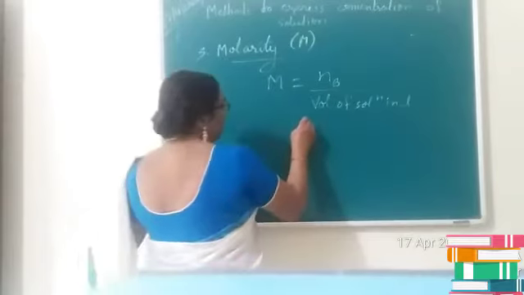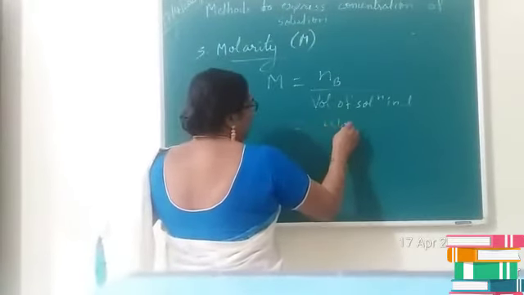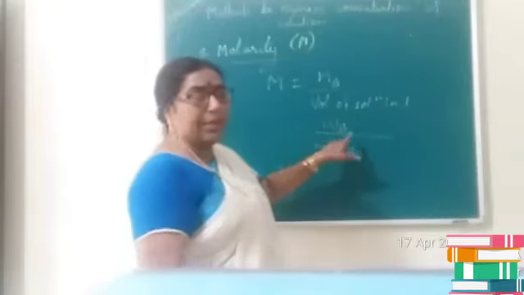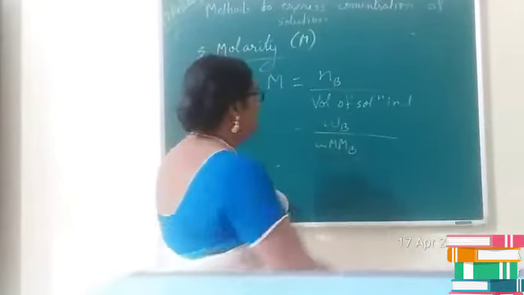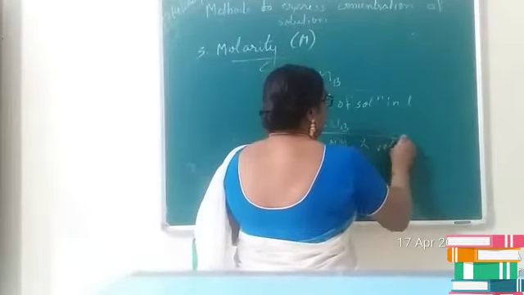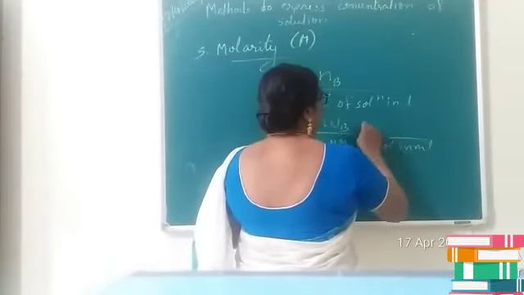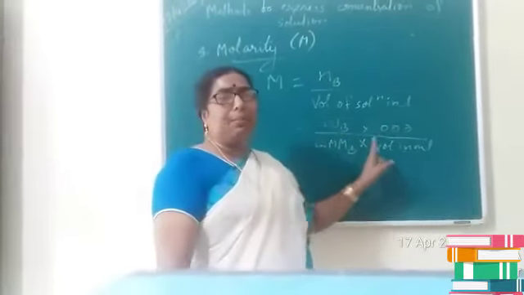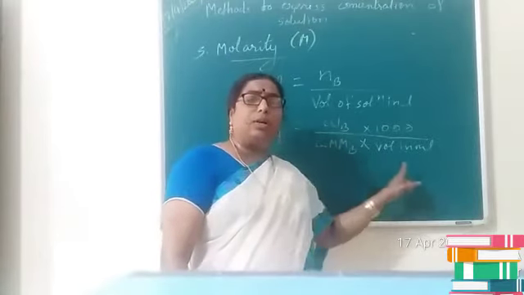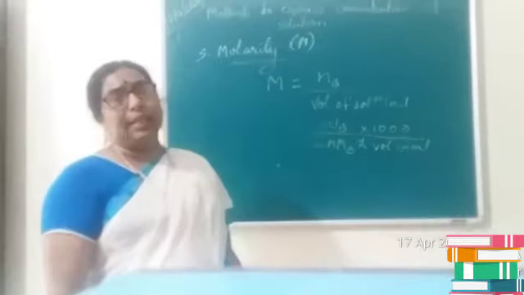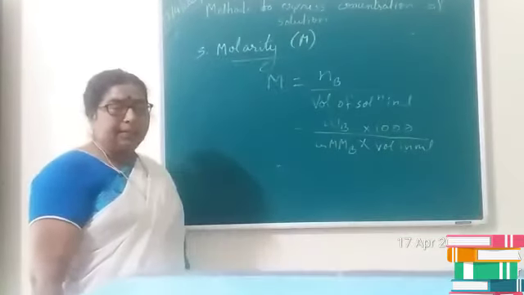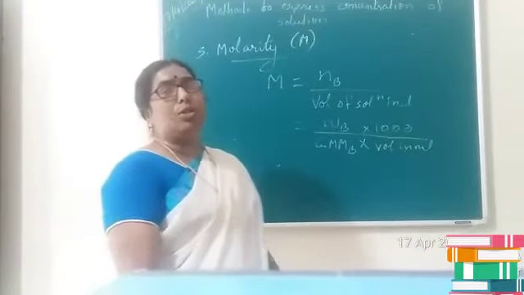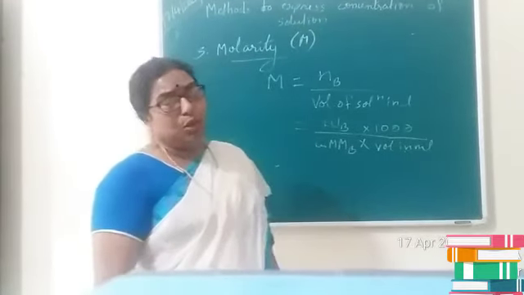But you know that number of moles is equal to given mass in gram divided by gram molar mass. If the volume is given in milliliters, then we have to multiply by 1000. Therefore, molarity is equal to given mass into 1000 divided by gram molecular mass into volume of solution in milliliters. Is it clear, children? So molarity is the number of moles of solute present per liter of solution.